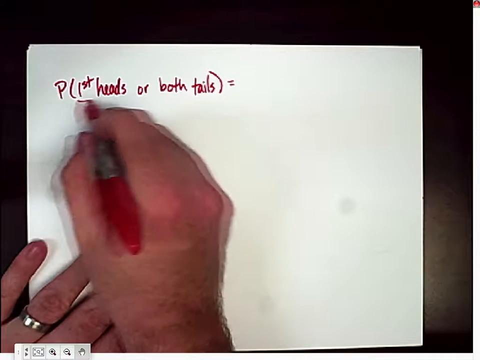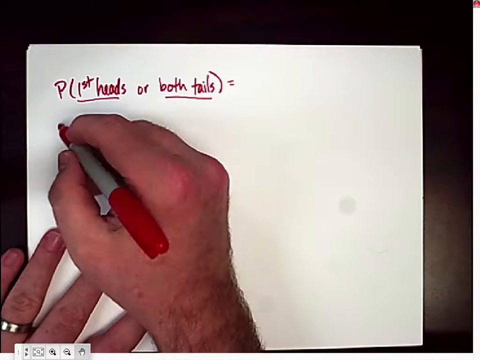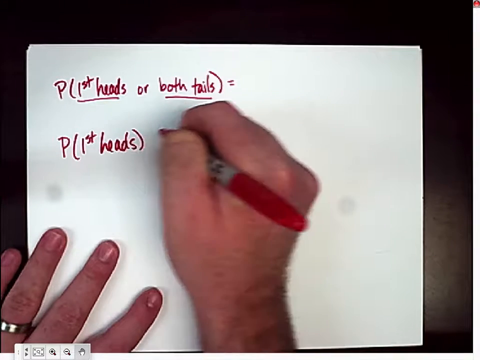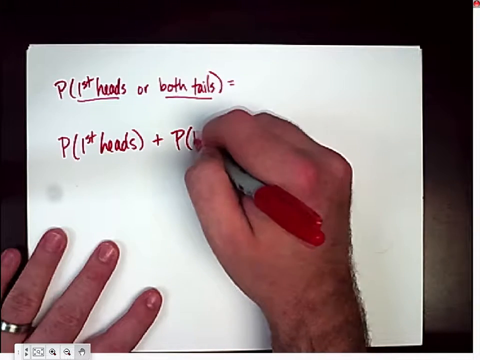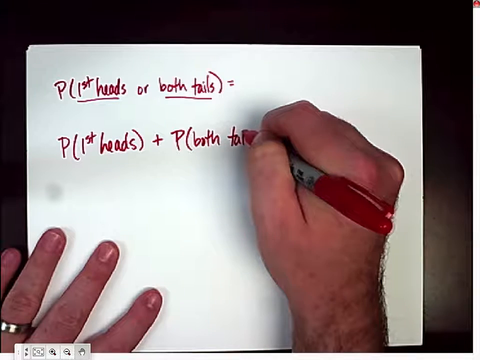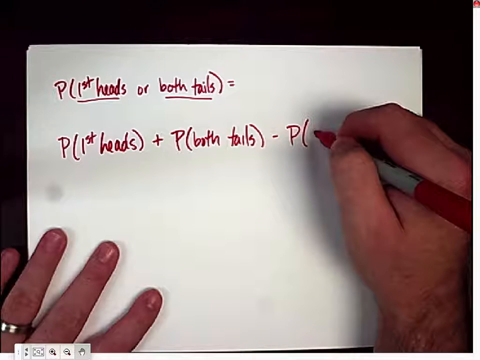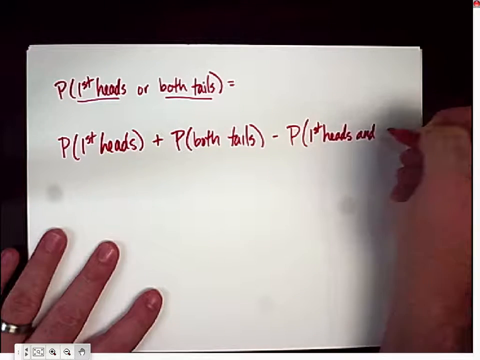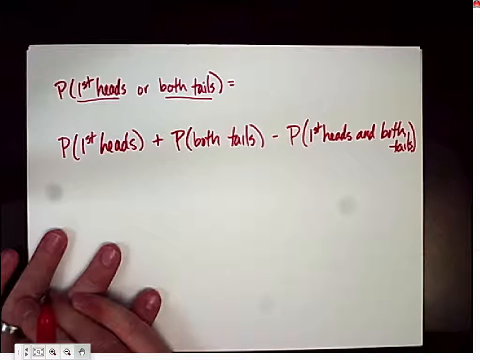Okay, well, according to our formula, that's A and that's B, right? So according to the formula, what would this be? It would be the probability that the first is heads, right? Plus the probability that what? Both are tails. Minus what? The probability that the first is heads and both are tails. Right.